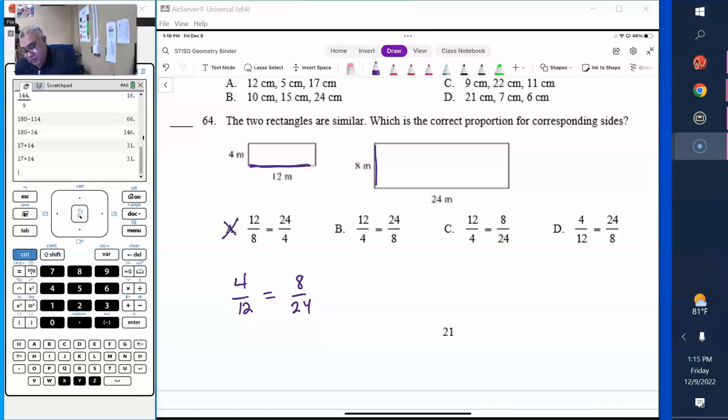12 to 4. Okay, you can do that. 12 to 4, and you can do 24 to 8. That's correct. You can do that. You can do 12 to 4. That's good. But here they mixed them up. They said 8 to 24, 4 to 12. No, they mixed these two up. So the answer is B.